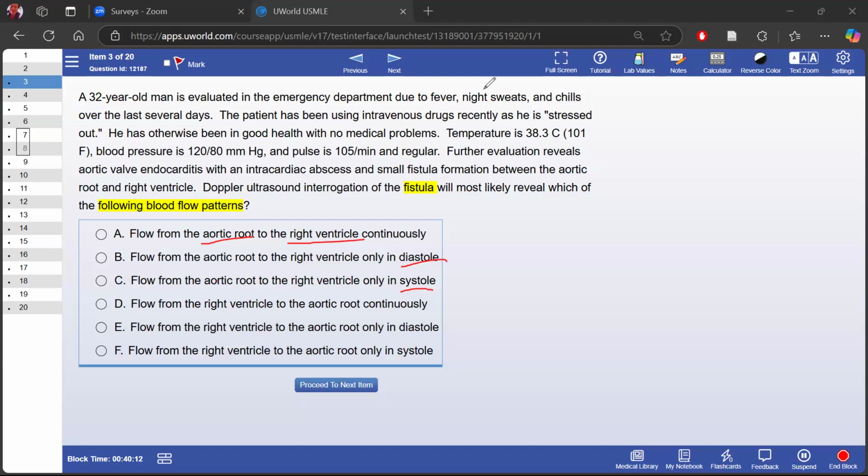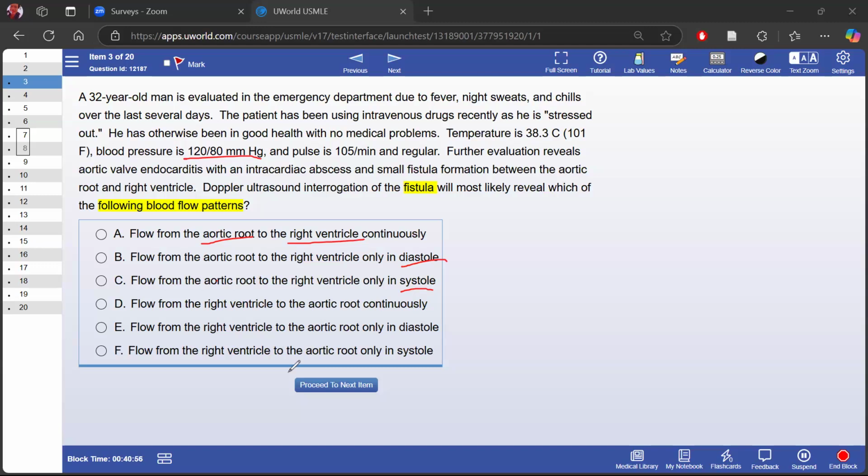What is the lowest pressure in the aorta in a healthy patient? It's 80 millimeters of mercury, the diastolic pressure. What is the highest pressure in the right ventricle? The highest pressure in the right ventricle will be the pressure in the pulmonary artery, which is about 25 to 30 millimeters of mercury. The lowest pressure in the aorta is going to be 80. So you can see that throughout the cardiac cycle, aortic pressure is higher than right ventricular pressure.